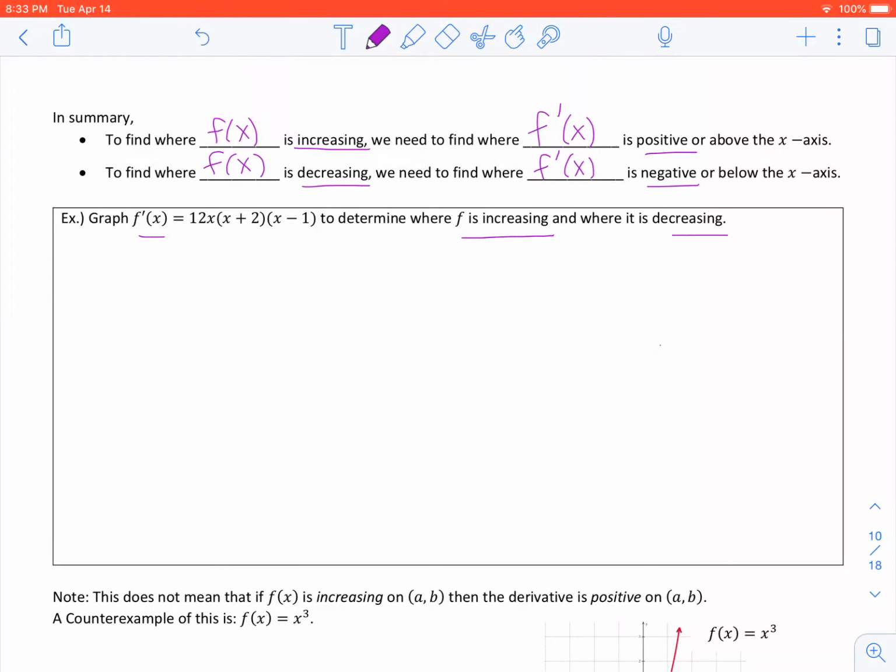Careful here because they do ask about where the function is increasing and decreasing, but they want us to graph the derivative. So first thing is, since we have the derivative, we are able to find our critical values by taking that and setting that equal to 0. Our derivative is already factored out, so we're going to get x is equal to 0, x is equal to -2, and x is equal to 1. And these right here are our critical values. Critical values are also our x-intercepts.